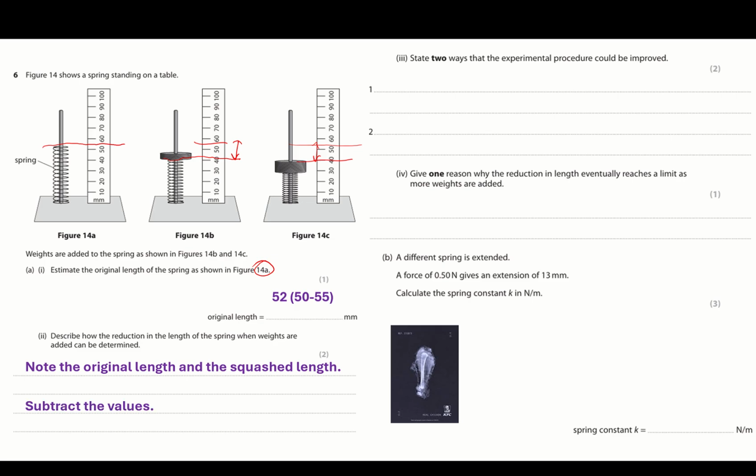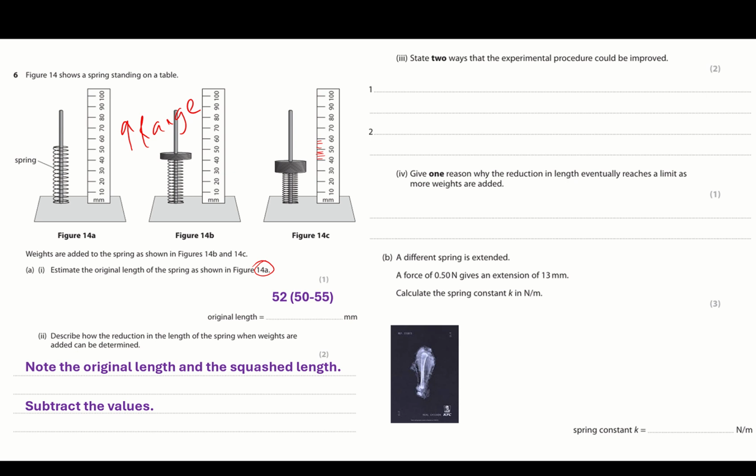State 2 ways the experimental procedure could be improved. Well, one of the things we can see straight away is they've only used 2 weights, or 2 sets of weights, depending on what they are. So we can definitely increase the range of results. The other part is this scale we're having to estimate in between there. If we had smaller increments in between, that would improve it. And there's the 2 main ways.